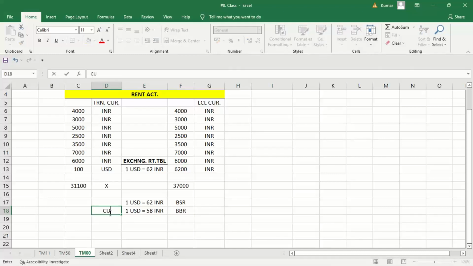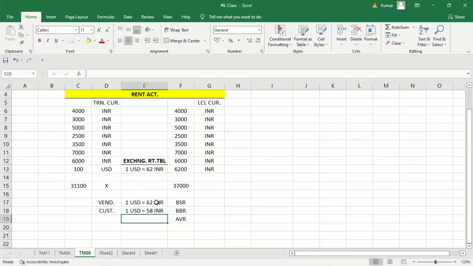So in case of customer, we have the buying rate. In case of vendor, we have the selling rate, and the average rate, which is the buying rate plus the selling rate divided by 2. This is how the average is going to be counted. So which one is going to be maintained? This one, this one, this one, or all three.